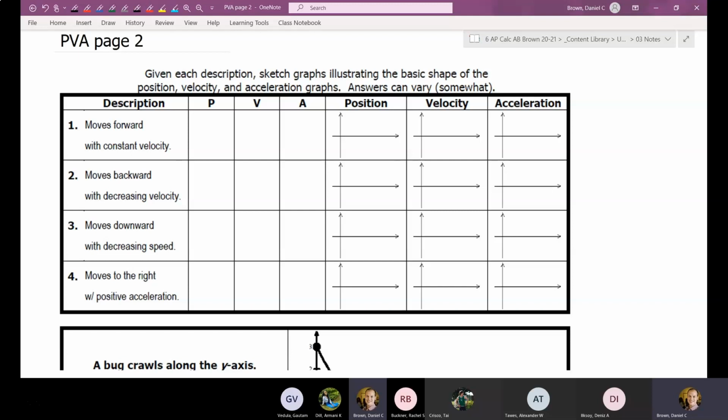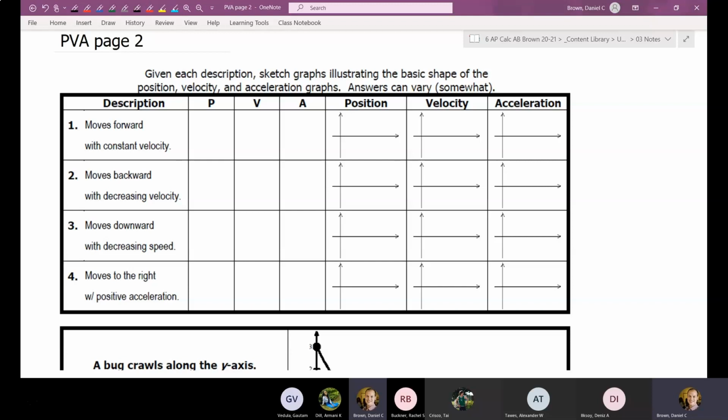What I have is a description that basically has two qualities on it. In that first one, we have this generic thing, we'll call it a particle, and it is moving forward with a constant velocity. I want us to interpret what that means. What does that mean about the position equation? What does that mean about the velocity equation? What does that mean about the acceleration equation? And then draw an example of what that graph would look like.